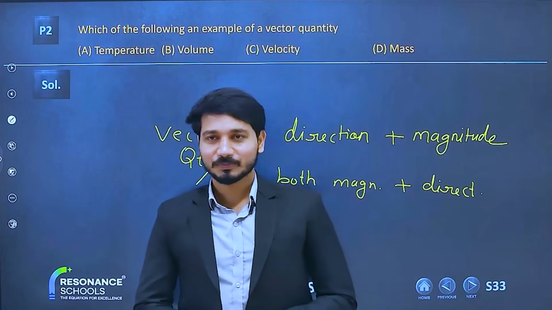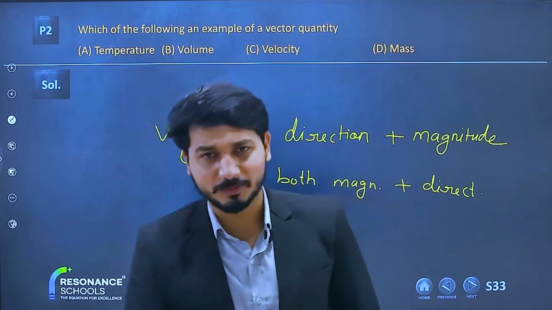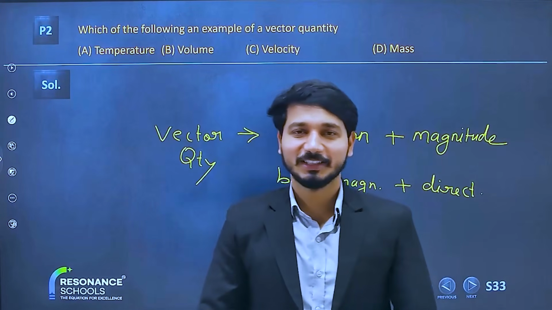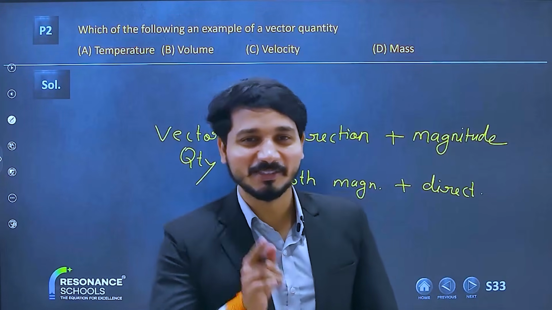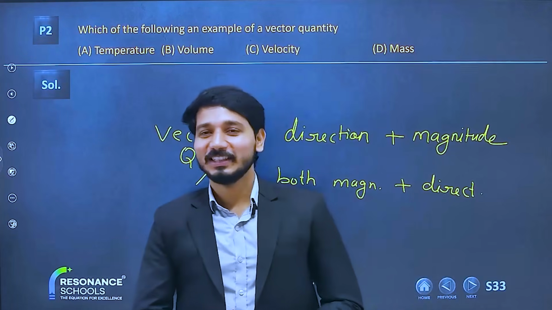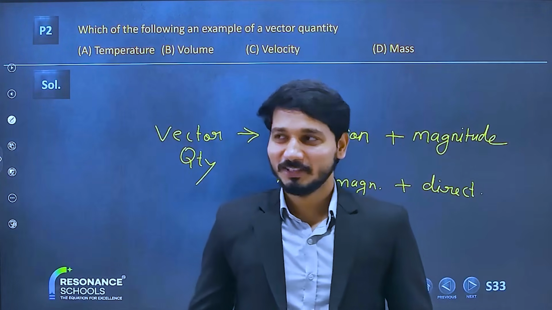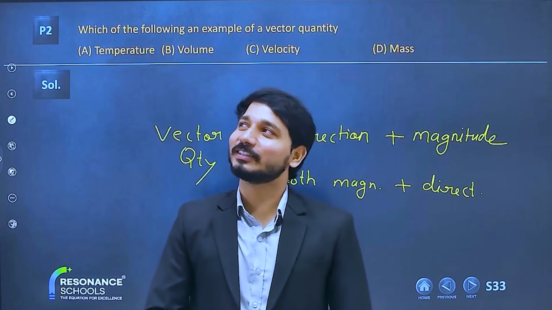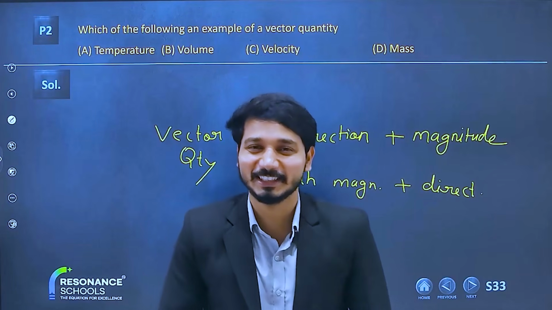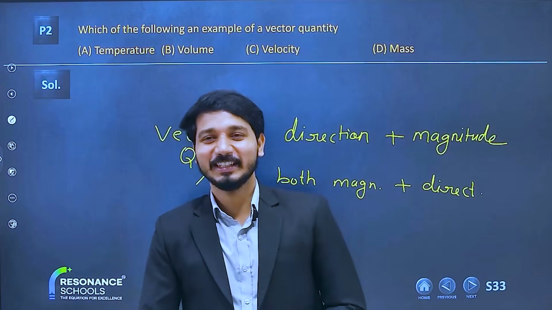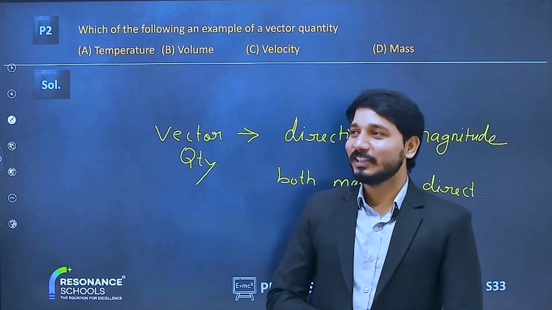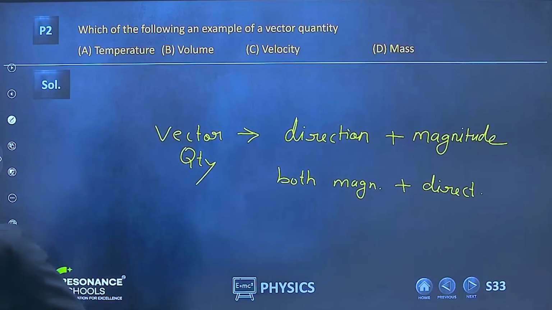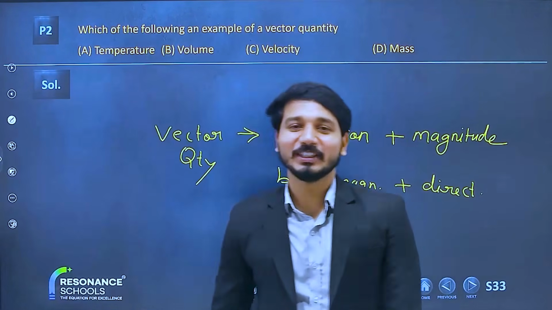Volume. When you are measuring the volume of a vessel, we only mention the magnitude part, so it is also a scalar quantity. Mass. When you are measuring the mass, it is also a scalar quantity. Have you ever told your vegetable seller, give me 10 kg of potato towards north? Or give me 2 kg of rice towards east? Never. So that is why mass is also a scalar quantity.